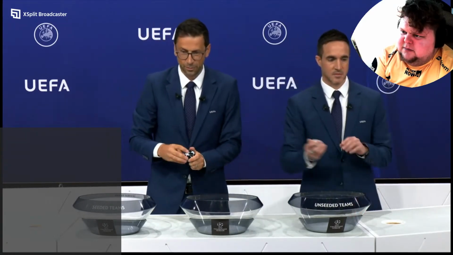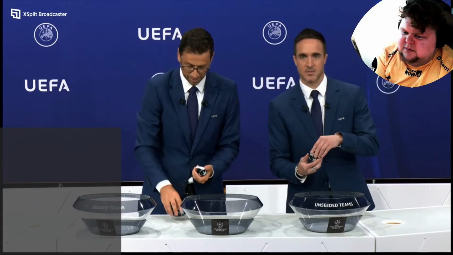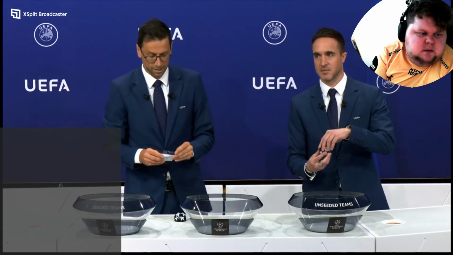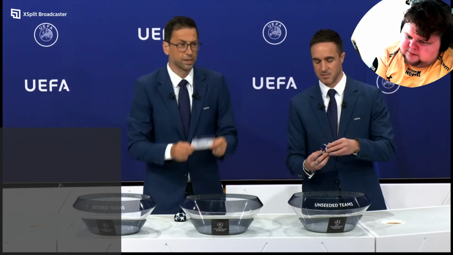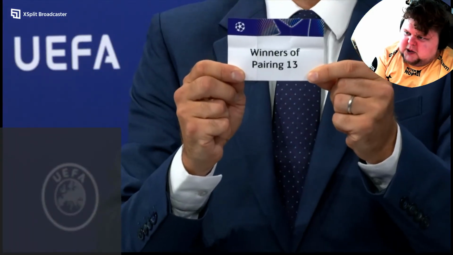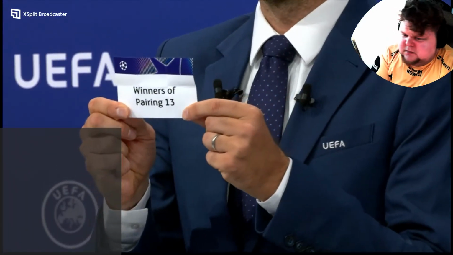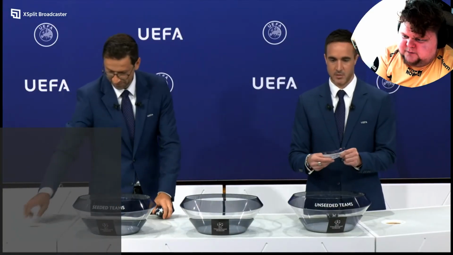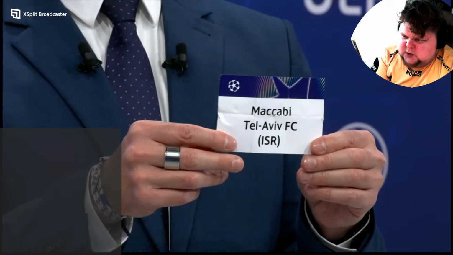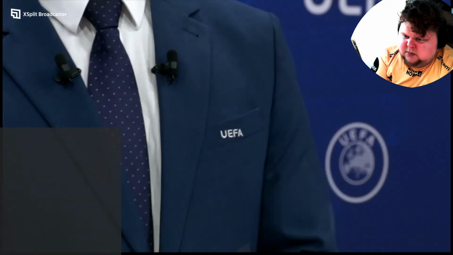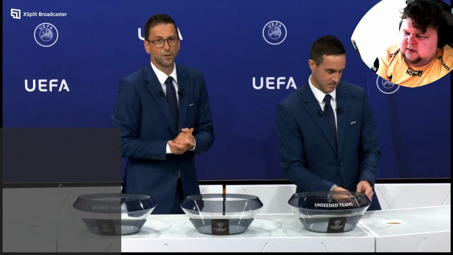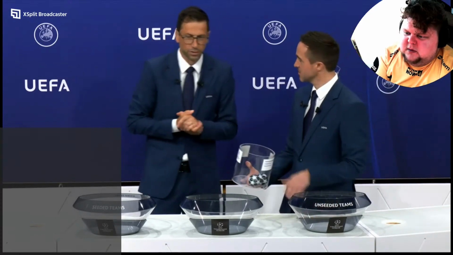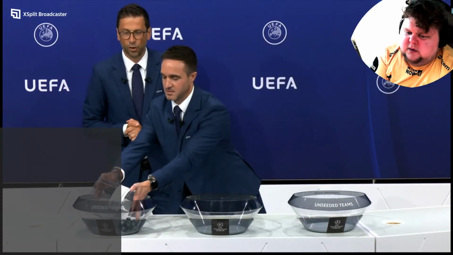Let's see who will conclude this Group 3 with playing the first leg at home. It will be the winners of pairing 13. They're going to play the first leg at home. And of course, their opponents are Maccabi Tel Aviv FC from Israel. So this completes the draw for the second qualifying round matches of the Champions Path, but of course, we still have to draw the League Path.